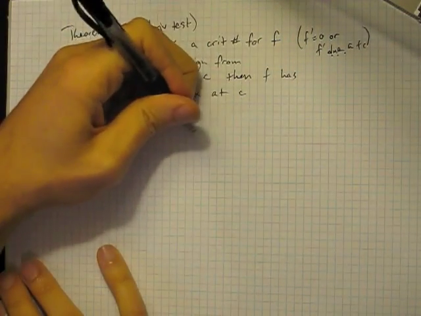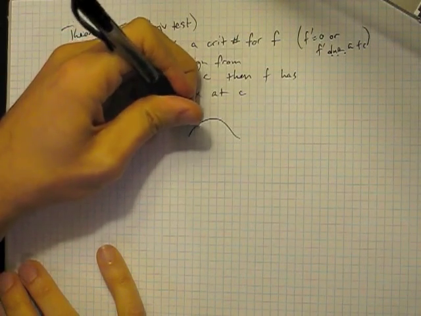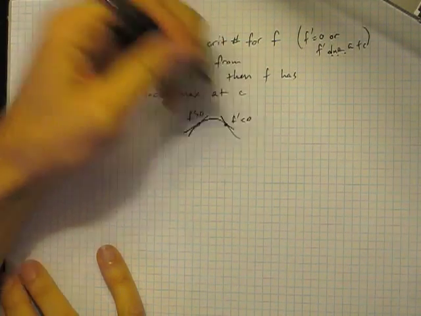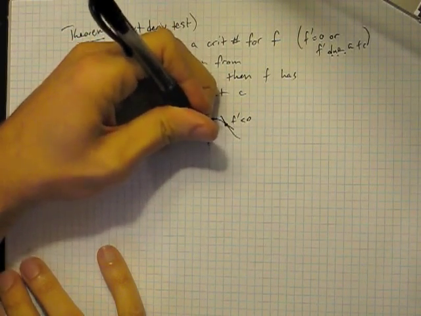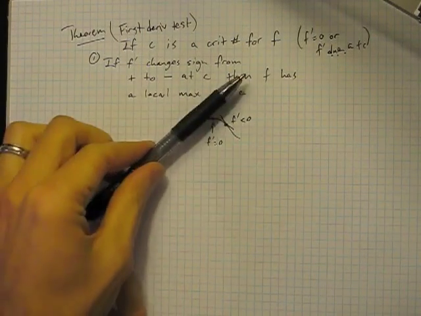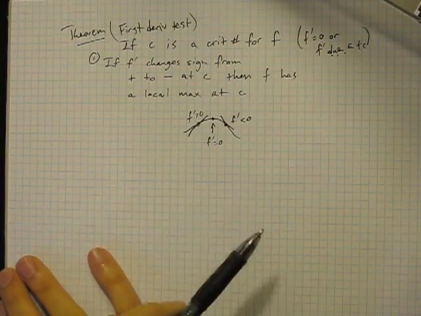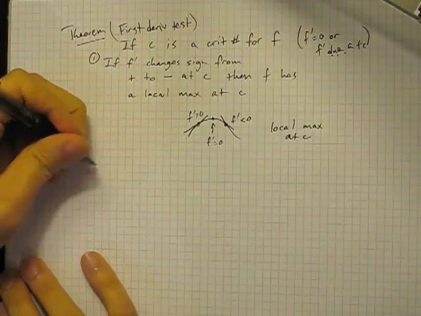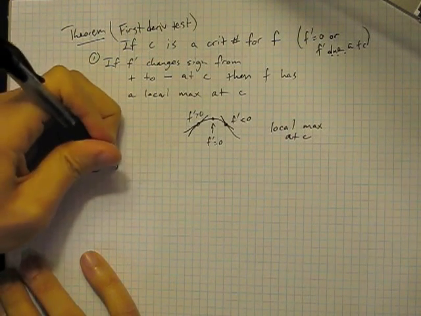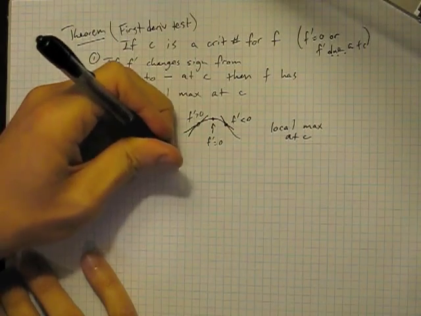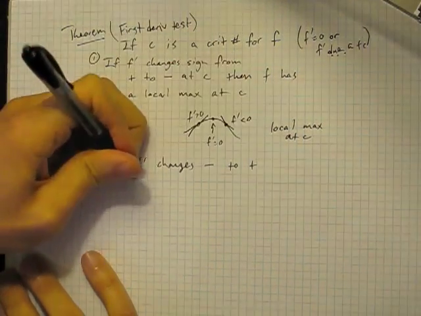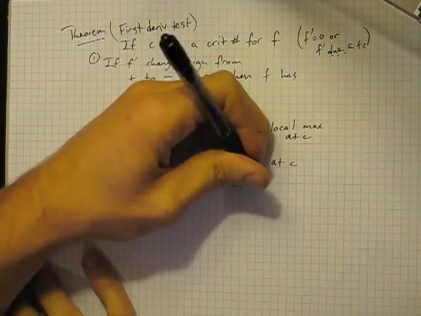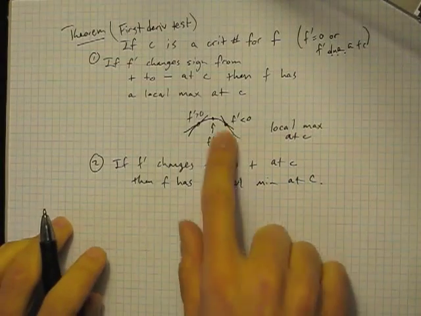The picture here is this would be our graph. Here where f prime is positive, here f prime is negative, and here f prime is 0. So we're saying that if f prime changes sign from being positive to being negative at c, then f has a local max. This is our conclusion. 2, if f prime changes from negative to positive at c, then f has a local min at c. And that's just the reverse picture here. I'm not going to draw it.